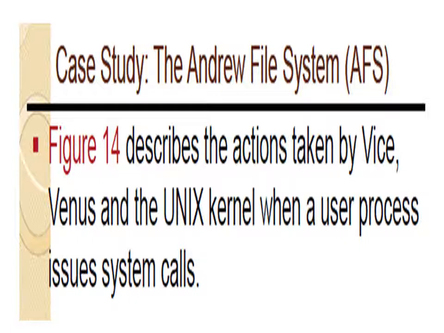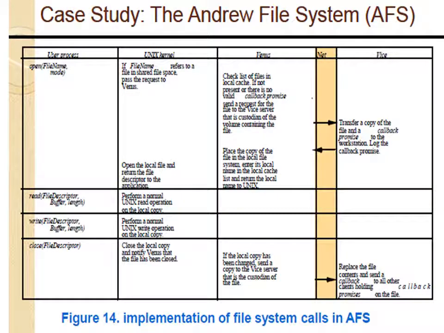The next figure describes the actions taken by Vice, Venus and the Unix kernel when a user process issues a system call. There are four operations: open, read, write and close. For open, the file name and mode are given as parameters to the open operation. In the Unix kernel, if the file name refers to a file in the shared file space, it passes the request to Venus.